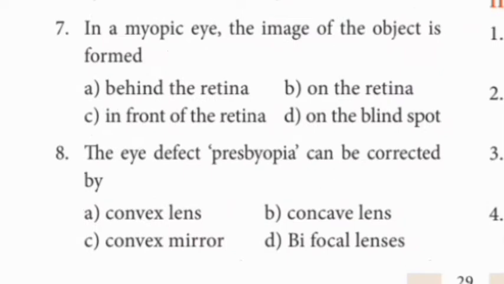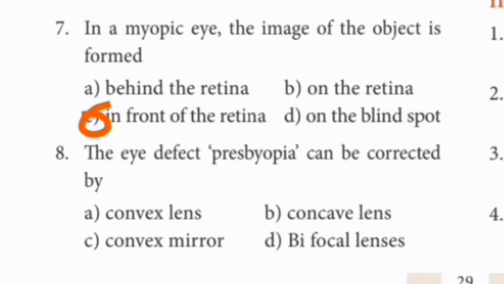Seventh question: in a myopic eye, the image of the object is formed. Options: behind the retina, on the retina, in front of the retina, on the blind spot. The answer is C, in front of the retina.